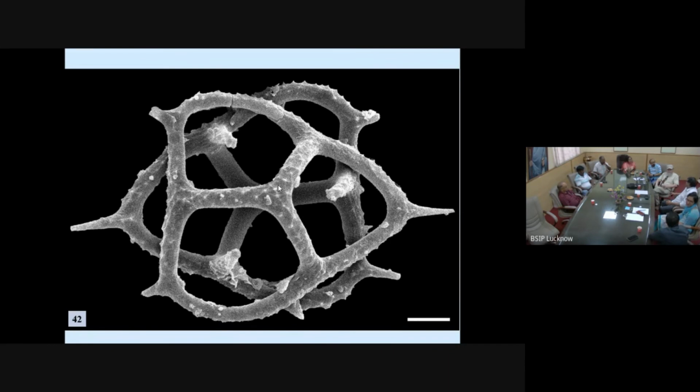We try to get samples from the Western Arabian upwelling area, near the Oman margin. Can we get those?